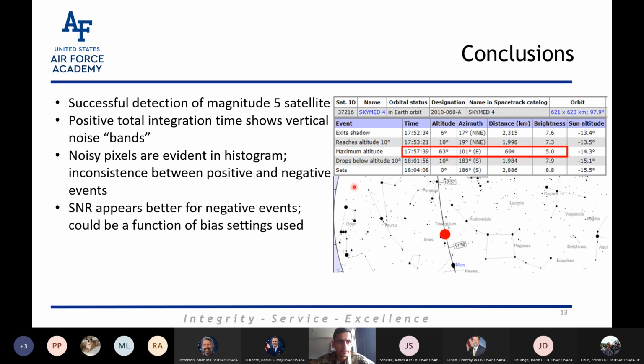And then the positive total integration time shows vertical noise bands. We're interested in why that occurs, if that's just a function of how we're analyzing it, or if that's just part of the camera and how that works. Noisy pixels are evident in the histogram, however, there is an inconsistency between positive and negative events. If we go back to that histogram, the same pixels will not be hyperactive on the positive or negative side. So we need to figure out why that is. And additionally, as I said, the signal to noise ratio appears to be better for negative events. Again, could be a function of the bias settings.